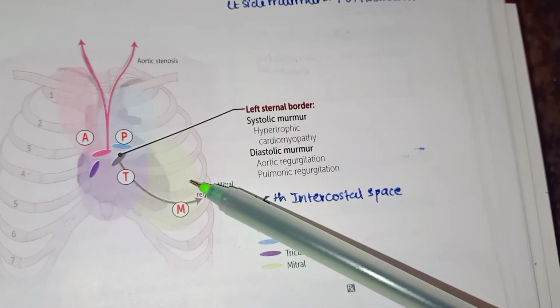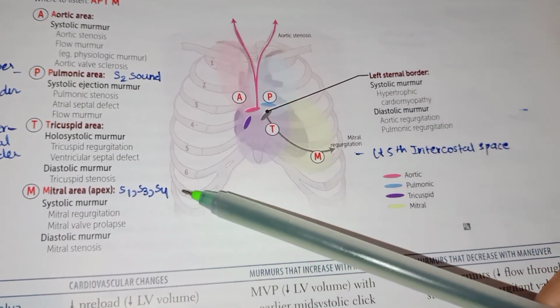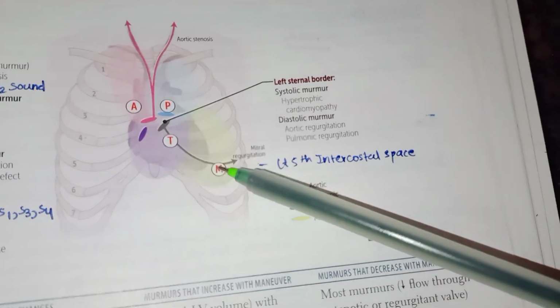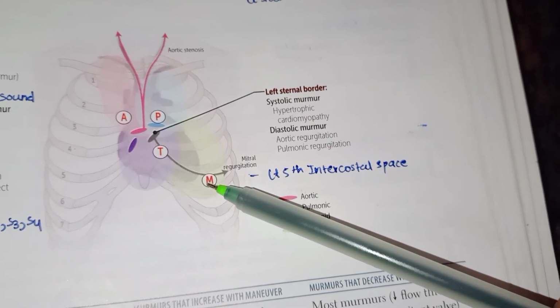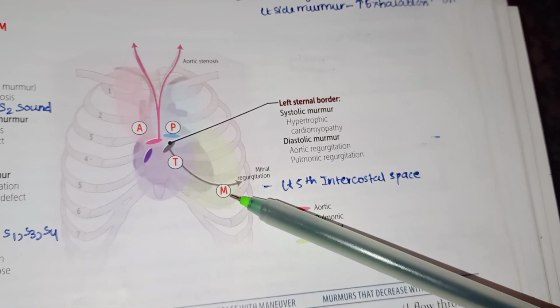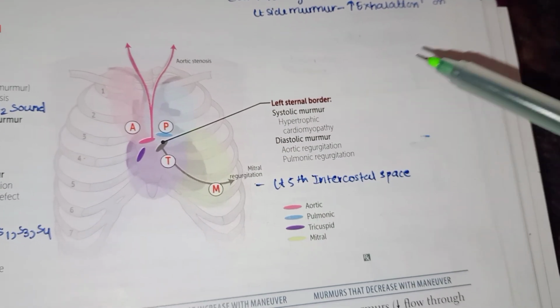Next coming to M, that is the mitral area, where you can hear all three sounds, S1, S3, S4. Here the systolic murmurs you can hear are aortic regurgitation and also mitral valve prolapse. The diastolic murmur is mitral stenosis. At this mitral area, all are related to mitral valve problems.